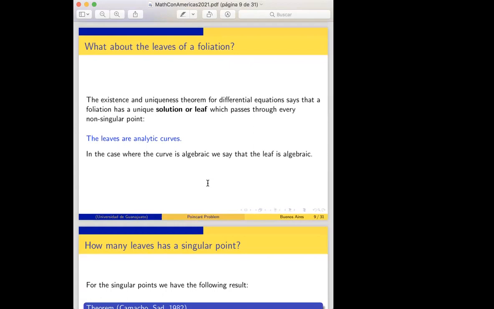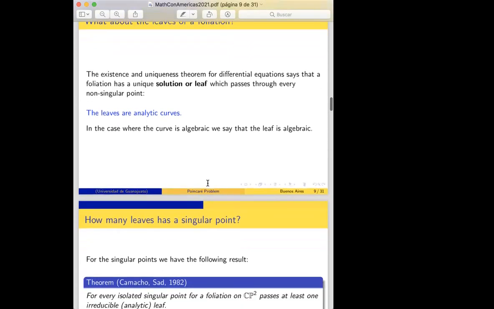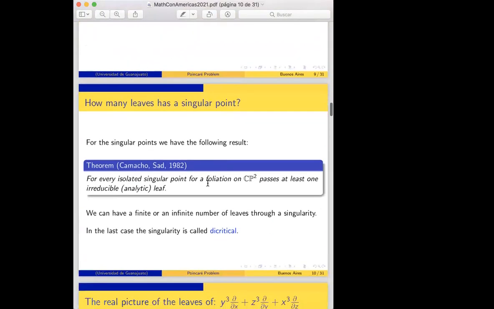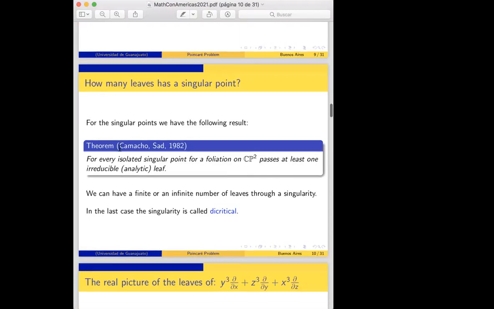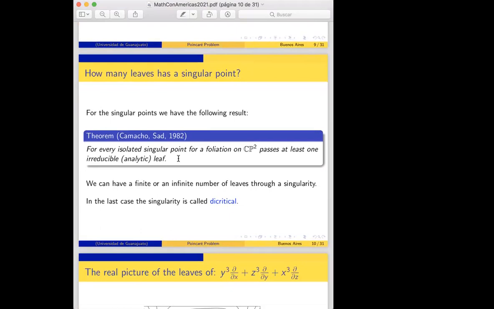Okay, this is for non-singular points. But what happens at the singular points? Well, we have the following important result by Camacho and Sad, proved in 1982. The theorem says that through every isolated singular point of a foliation on the projective plane passes at least one irreducible leaf. This is analytic, okay? Then we have at least one. This is a result in dimension 2.